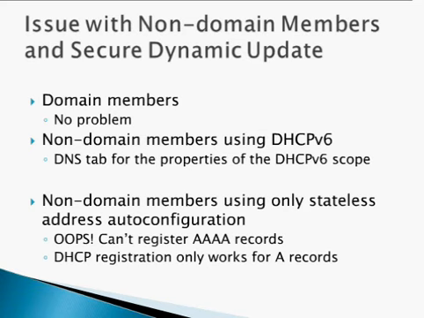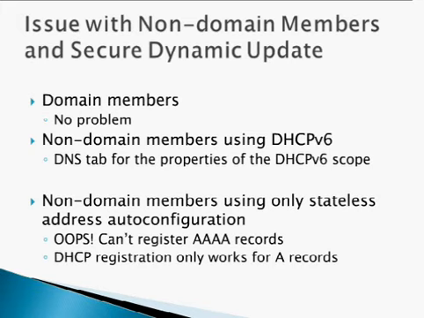So it's an interesting sort of disconnect in the sense that the domain members can get all their quad A records registered. The non-domain members using DHCPv6 can get their quad A records, but the non-domain members that are using stateless address auto-configuration cannot. And the solution there is to do DHCPv6 on those subnets that contain those non-domain members.